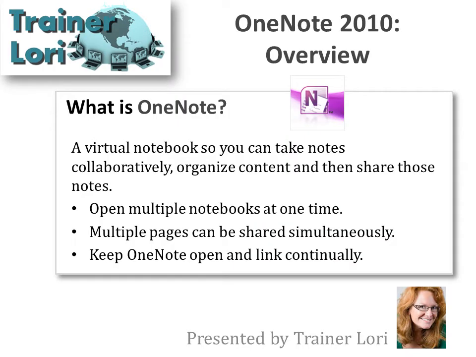What is OneNote? Well, it's a virtual notebook, just like a paper one, only it's electronic. So you can take notes collaboratively, organize content, and then share those notes. You can have multiple notebooks open at one time, multiple sections in each notebook. Multiple pages can be shared instantly, easily. Plus, you can keep it open and link continually from other documents that you happen to have, like PowerPoint or Word or even the Internet.